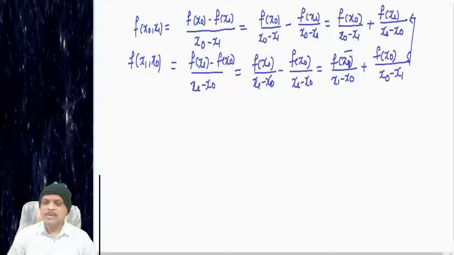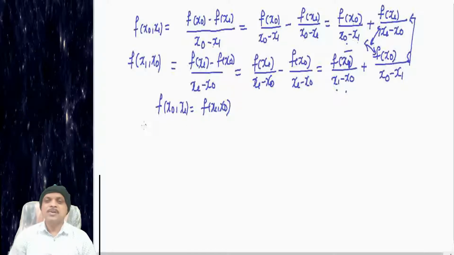Now see these two values of the right hand side. The two values are same: f of x0 divided by x1 minus x0 and f of x0 divided by x0 minus x1, and f of x1 divided by x1 minus x0, and this term f of x1 divided by x1 minus x0. So whenever the right side is equal, the left side is also equal. That means f of x0 comma x1 equals f of x1 comma x0. So when we change the order of the arguments, the value of the divided difference remains unchanged.